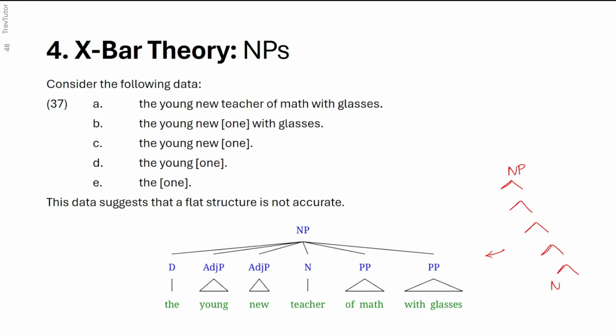So the young new teacher of math with glasses. First of all, any bar level, like N bar level, we can replace with the word one, referring to some person. So instead of the young new teacher of math with glasses, we could say the young new one with glasses. And that would tell us that teacher of math is a constituent. But we don't have to say just the young new one with glasses. We could say the young new one, which would tell us that teacher of math with glasses is a constituent. We could also say the young one, which would tell us that new teacher of math with glasses is a constituent. And we could also just say the one, which would tell us that young new teacher of math with glasses is a constituent.